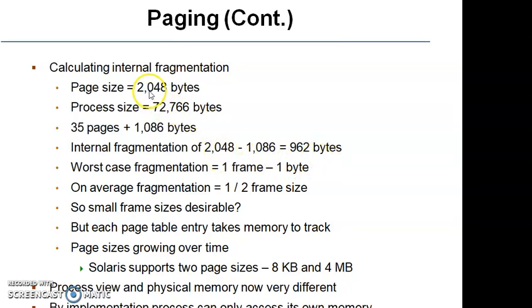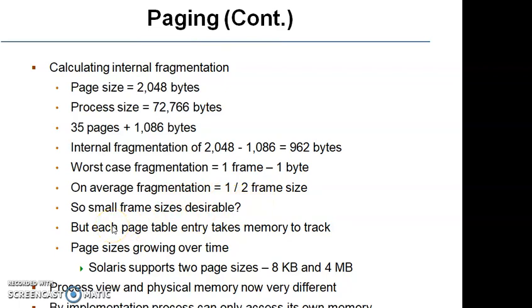One more example of the calculation of internal fragmentation. Suppose we take the page size equal to 2048 bytes and we assume that we require 2000 bytes. Then we have to allocate one page. The remaining, that is 2048 minus 2000, that is 48 bytes, is the internal fragmentation. The worst case fragmentation is 1 frame minus 1 byte. On average, fragmentation is half frame size.